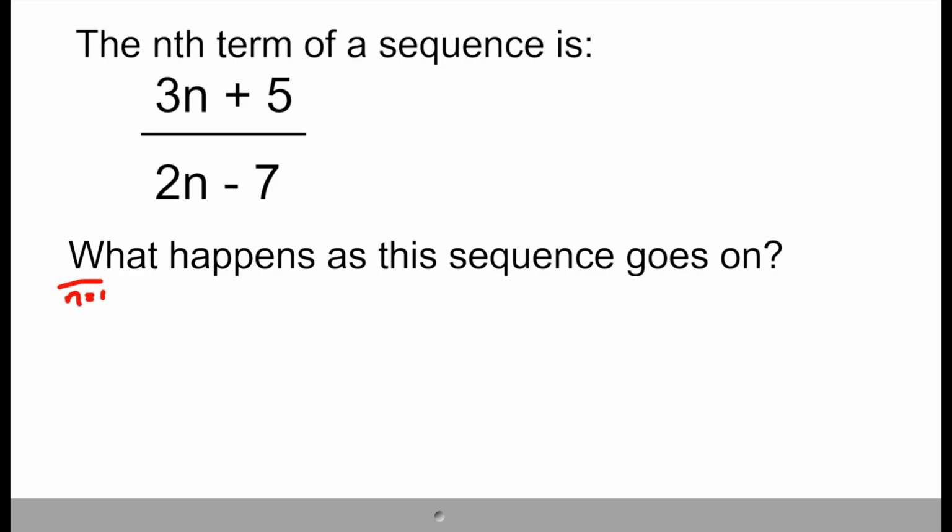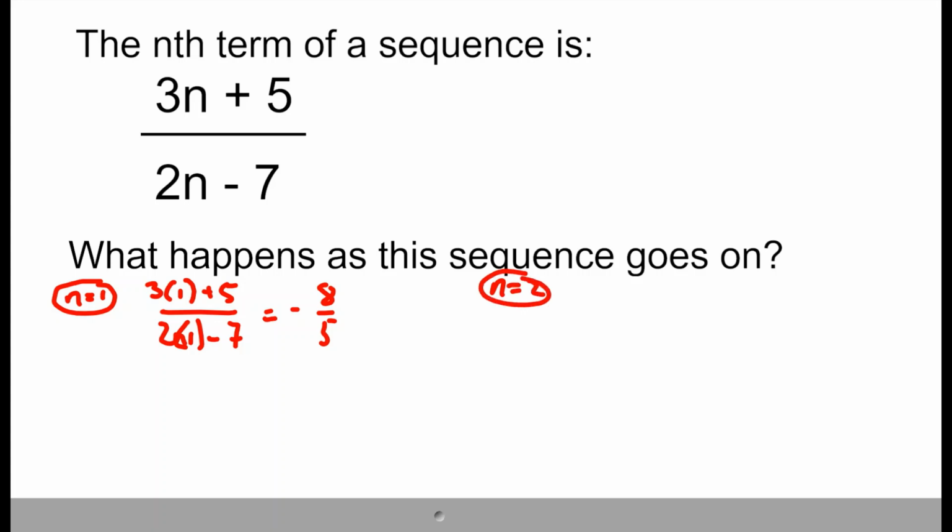So when n equals 1, we're going to substitute that in. We're going to get 3 lots of 1 plus 5 over 2 lots of 1, take away 7, and that's going to be 8 over minus 5, so minus 8 over 5. Again, when n equals 2, we can work out, it's going to be 3 lots of 2 plus 5 over 2 lots of 2, take away 7. We work that out, it's going to be 11 over minus 3.